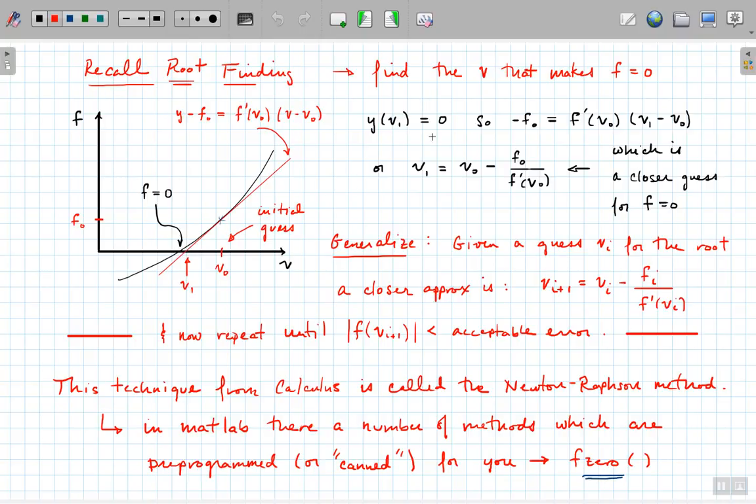And then we could actually generalize this and repeat the process using this as the next guess. And we can do that until we get an acceptable error, so until our value of f that we actually find is very close to 0. And this technique is called the Newton-Raphson root finding technique.